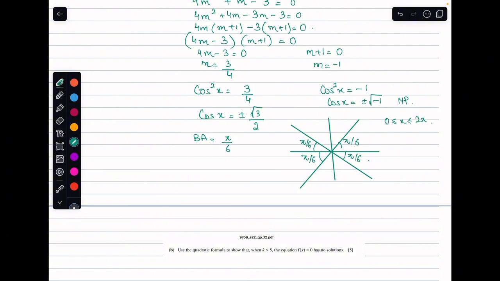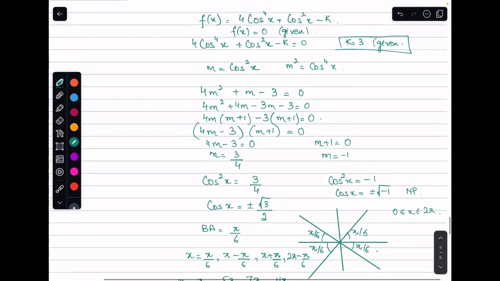And here I can say that the x values are pi by 6. In the second quadrant, it should be pi minus pi by 6. In the third quadrant, it should be pi plus pi by 6. And in the fourth quadrant, it should be 2 pi minus pi by 6. So the x values here are going to be pi by 6 and 5 pi by 6, and then 7 pi by 6, and then it should be 11 pi by 6.